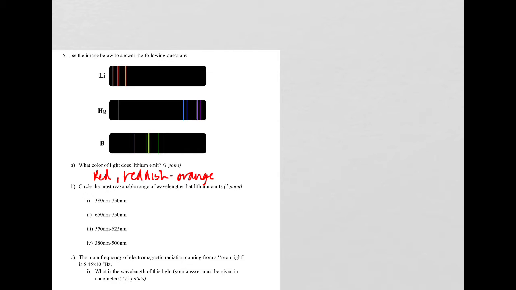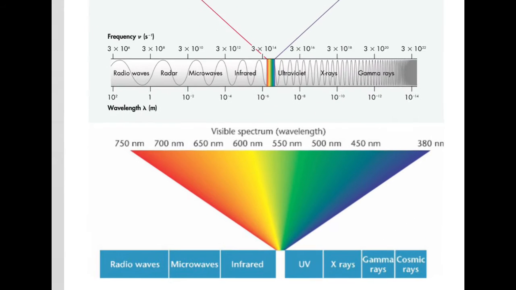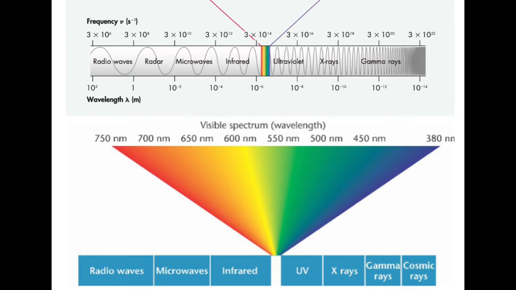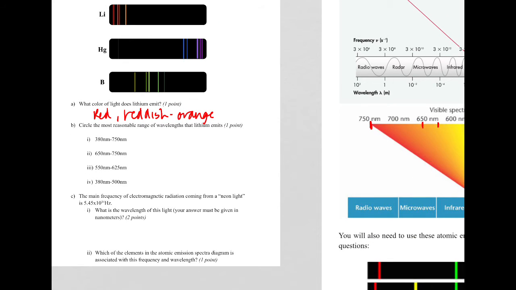Then it says, circle the most reasonable range of wavelengths that lithium emits. So for this, we needed to look at our electromagnetic spectrum. So let's look at that over here. This depends on what you answered for part A, but anything between like 625, or even if you said 650 and 750, that would have been good. So let's look at our answers over here to see which one of those matches up.